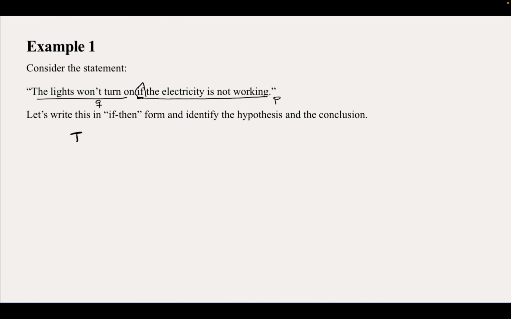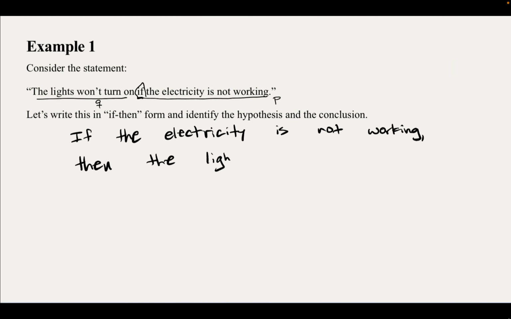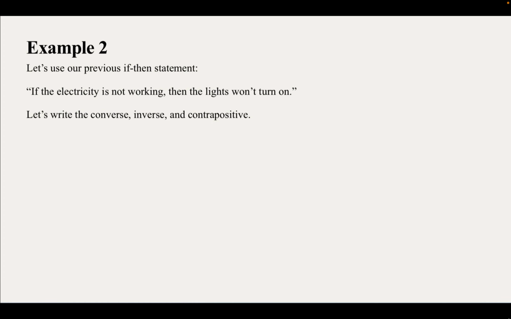I'm going to write this in if-then form. So I would say, if the electricity is not working, then the lights won't turn on. If the electricity is not working, that's the hypothesis, then the lights won't turn on, that's the conclusion. Let's keep using that same statement. If the electricity is not working, then the lights won't turn on.